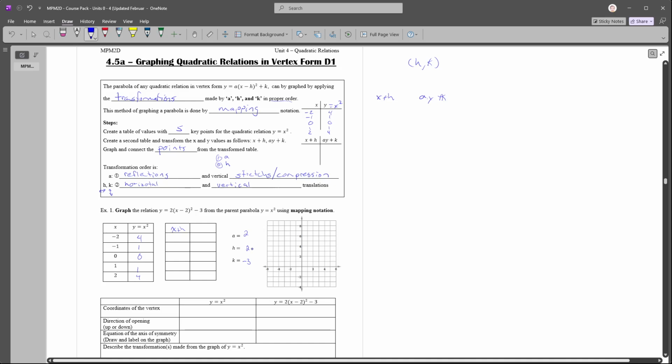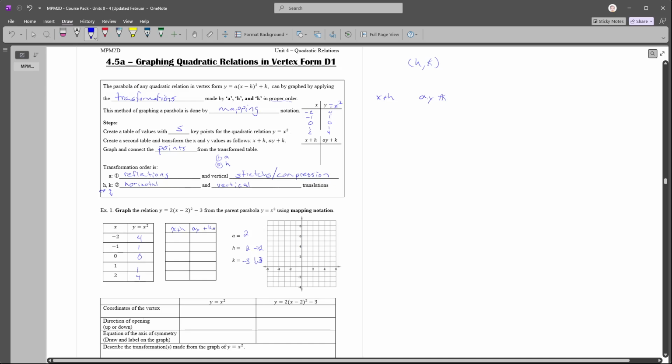H tells us that we have a shift to the right by a value of 2. K tells us we have a shift down by a value of 3, not a value of -3, a value of 3. Remember, it's the absolute value. So it's -3, and this is a shift down by 3 units. So we have x plus h in the first column, and the second column is a, y plus k.